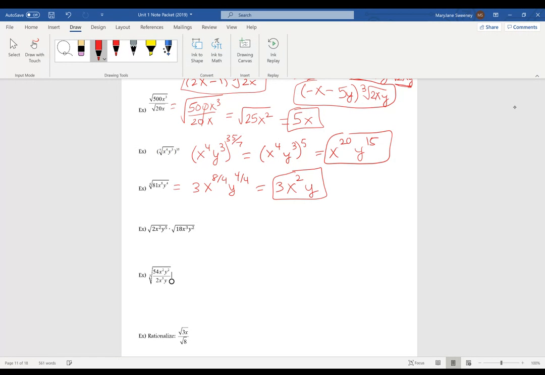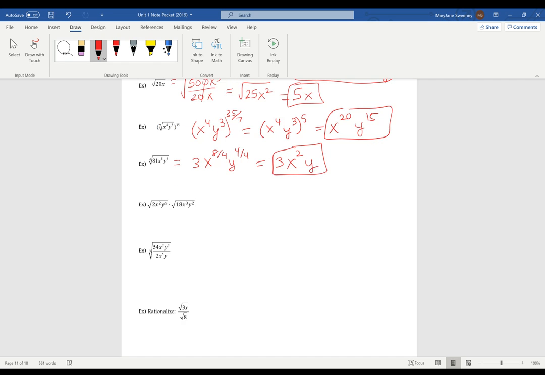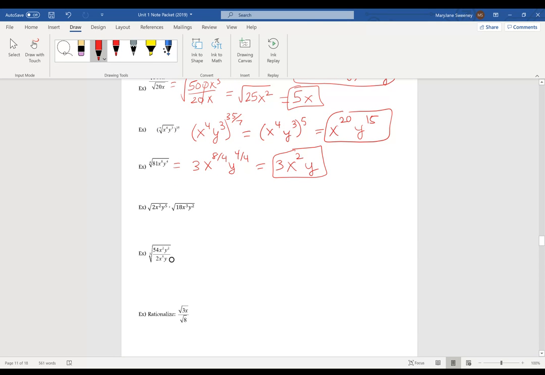So if the exponents are divisible by 4, you can just take that fourth root of it, dividing the exponent by 4. If it's not, that's where you have to break it down like we were doing above, which I think we'll see in the next one.